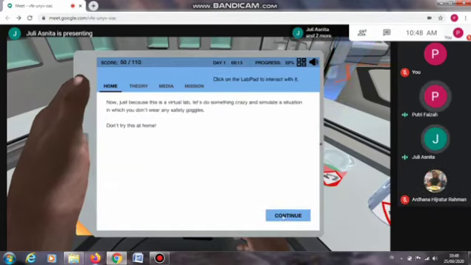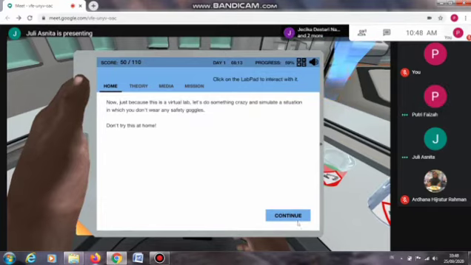Just because this is a virtual lab, let's do something crazy and simulate a situation in which you don't wear any safety goggles. Don't try this at home. The reaction could cause acid to splash. A drop of corrosive chemical in your eyes can cause serious damage and blindness. That's why it is important to use safety goggles.